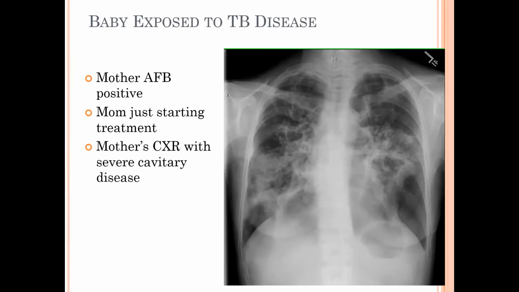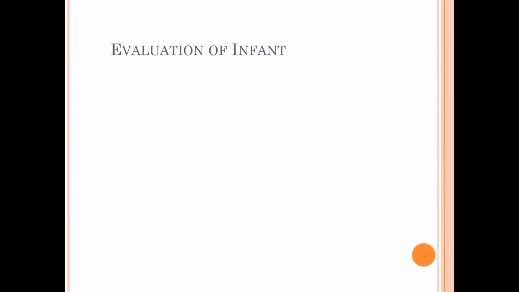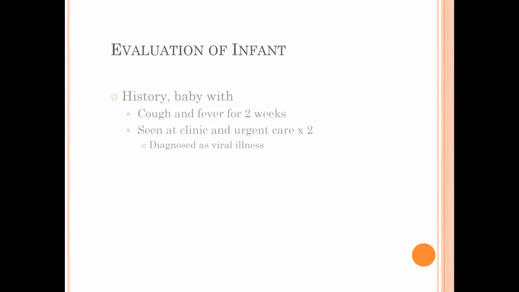This is the mother's chest x-ray, which is horrible. She has bilateral cavitary disease. She is AFB smear positive, and she's just starting her treatment. So she's at very high risk of transmitting tuberculosis to her family and other contacts. So how do we evaluate the baby?